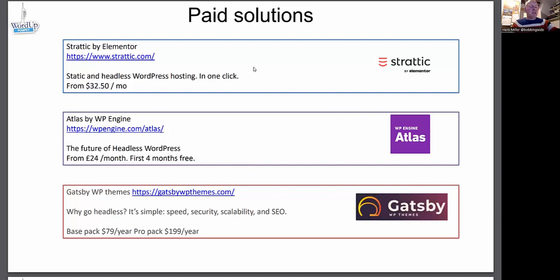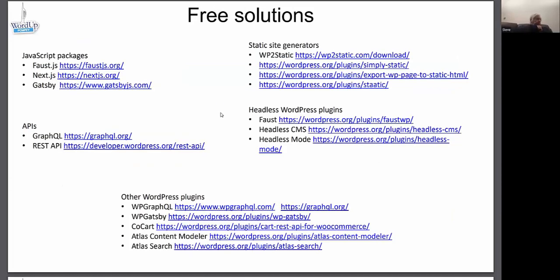So Strattic is an easy solution. Atlas is you're going to write lots of code. Gatsby, I couldn't get it to work, I'm afraid.